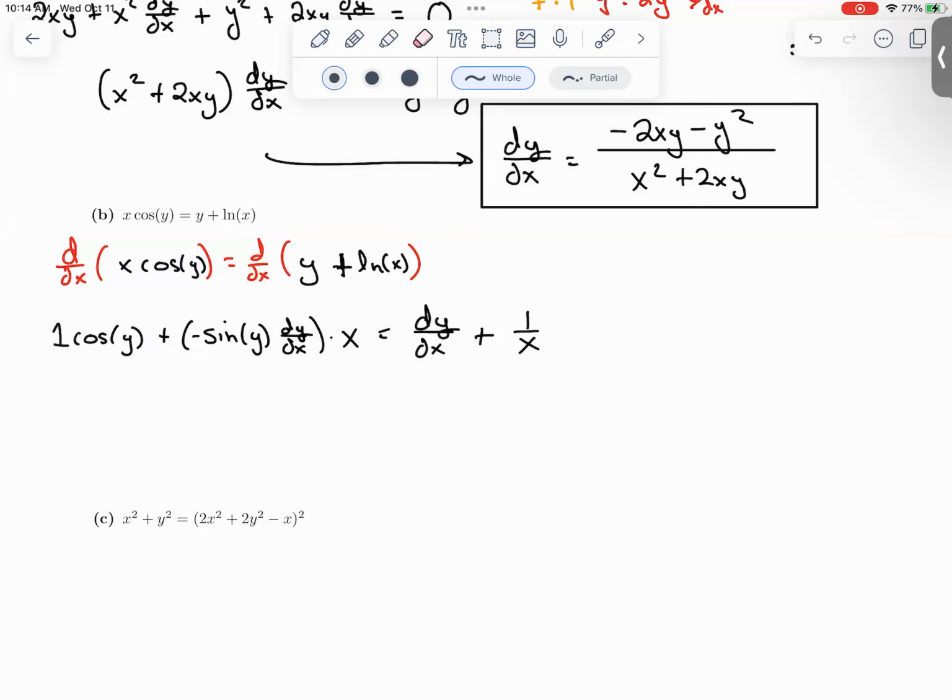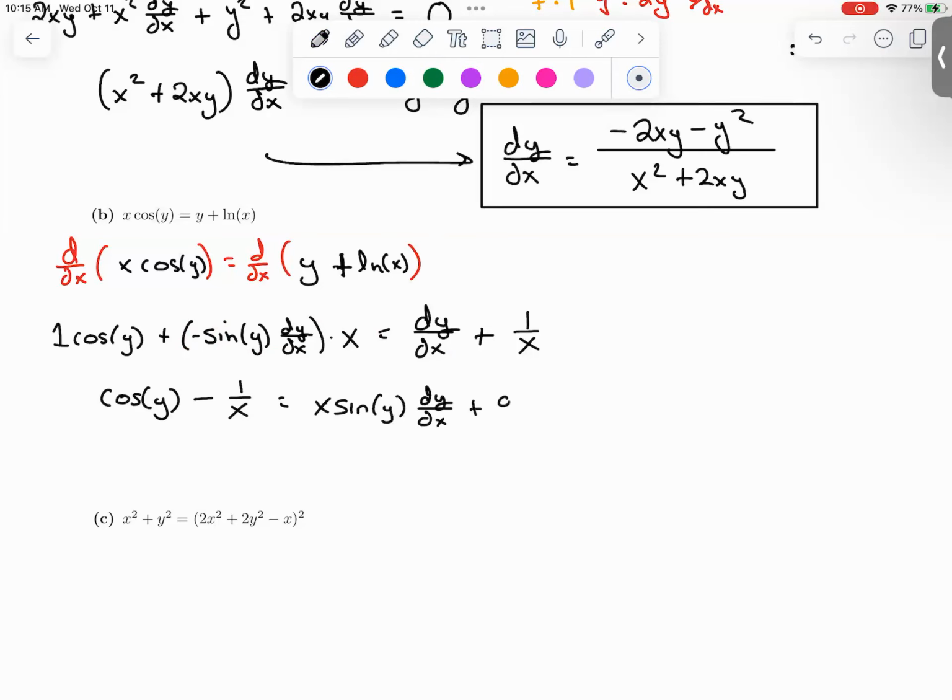And this is a situation, specifically for that reason, why I would bring my dy dx term to the right-hand side, because I don't like to deal with multiple negatives if I can avoid it. I would bring this over here because this is going to be subtracting a dy dx term, so I can add it to make sure that all my terms are positive. It's not required by any means. It just looks prettier. So we end up with cosine of y minus 1 over x is equal to x sine y dy dx plus dy dx.